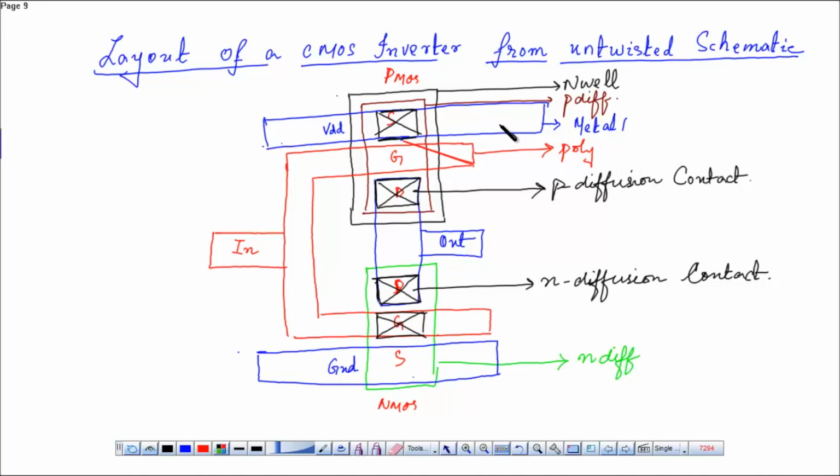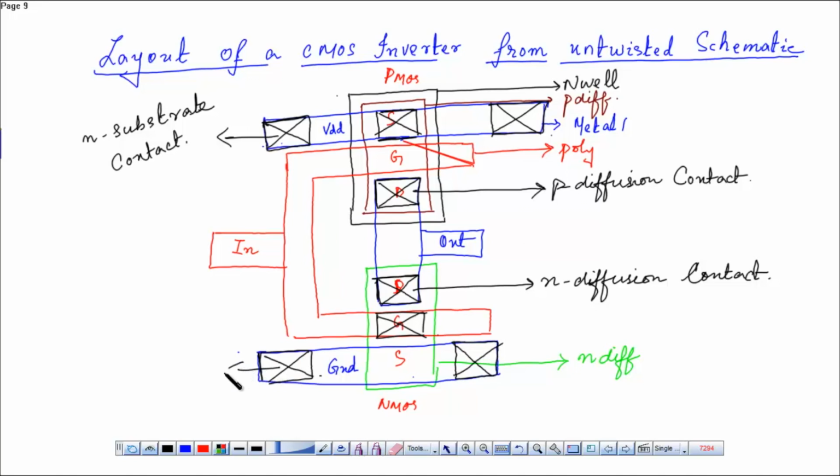And in the sources we need substrate contacts or the N well and P well contacts. So this is the N substrate contact and this is the P substrate contact.